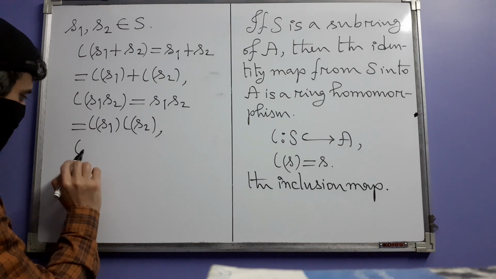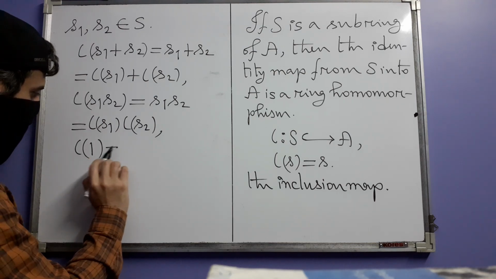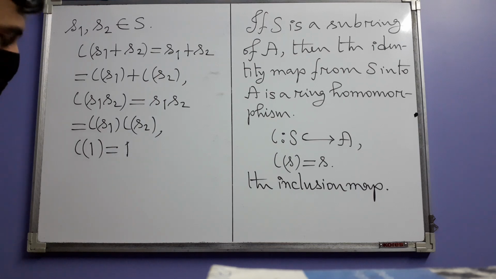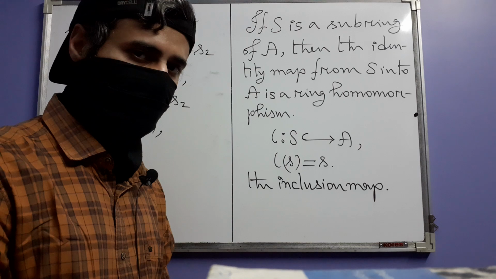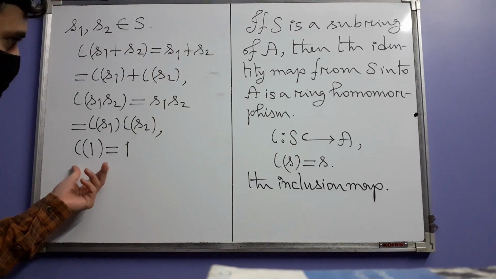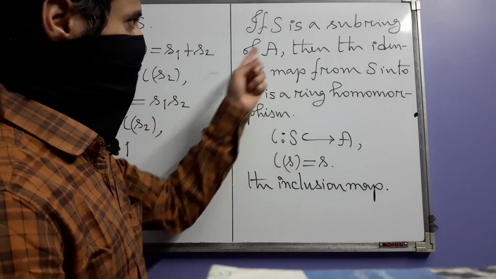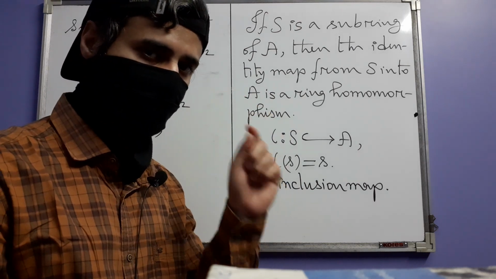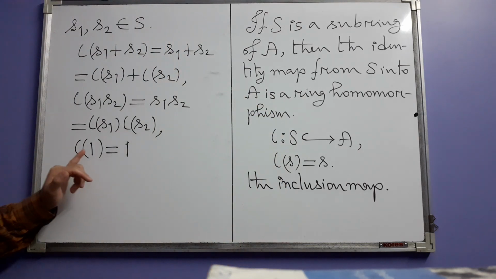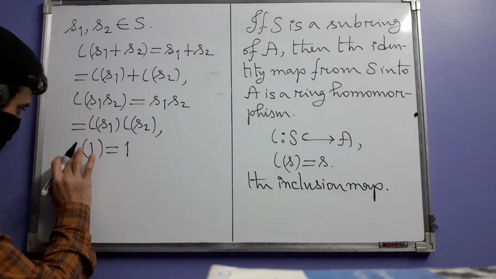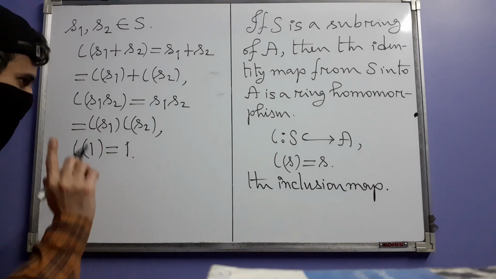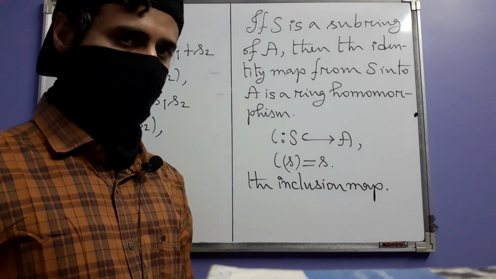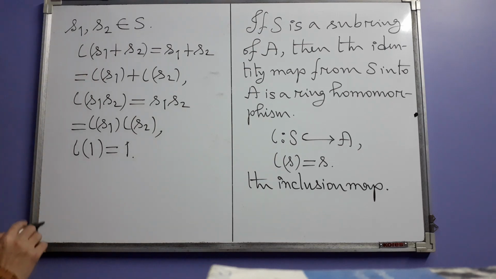And finally, what about this? By definition, this is 1. However, does this make sense? Is 1 in S? Otherwise, this symbol is meaningless. Yes, it is in S. Why? Because S is a subring of A. So by the definition of a subring, 1 is in S. And that's why we can apply iota on 1. This symbol is not exactly like this. It's somewhat like this. So that is why it really is a ring homomorphism. In a similar manner, you can verify this, and I leave the verification to you.